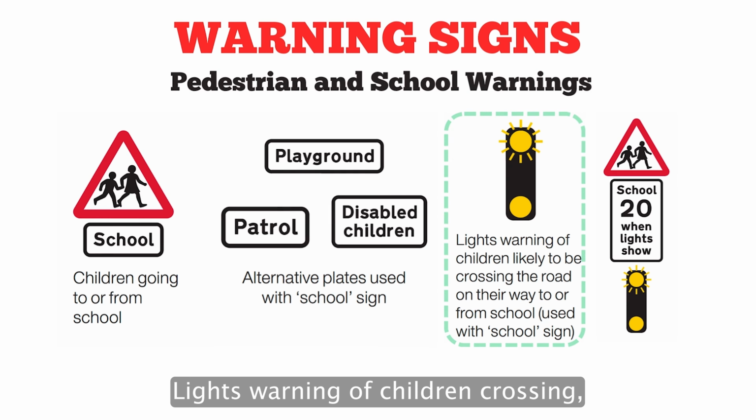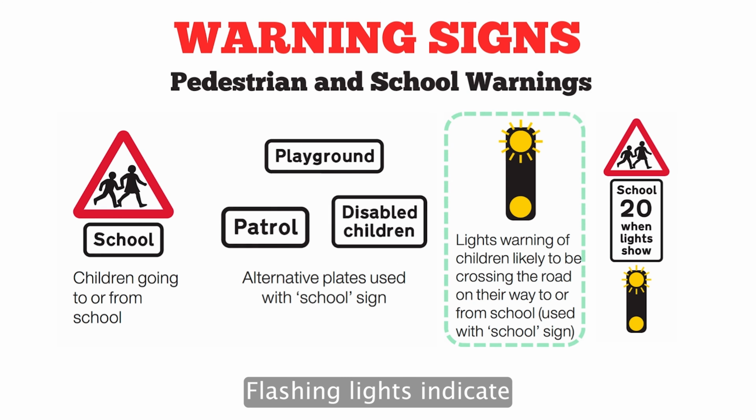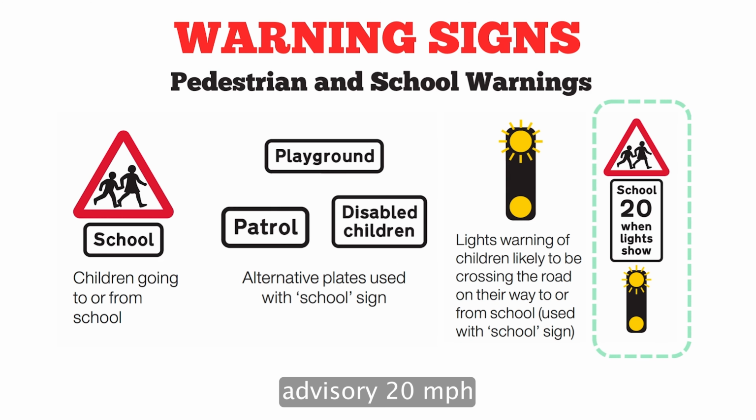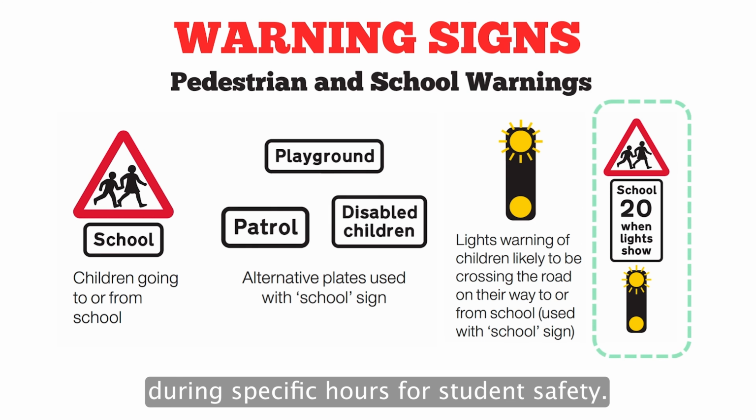Lights warning of children crossing. Flashing lights indicate active school crossing times when children are likely to be in the road. Part-time advisory 20 miles per hour speed limit near a school. Instructs drivers to reduce speed near a school during specific hours for student safety.